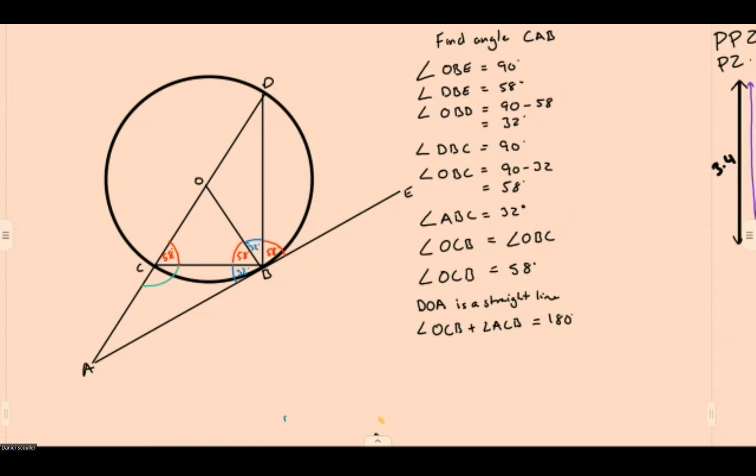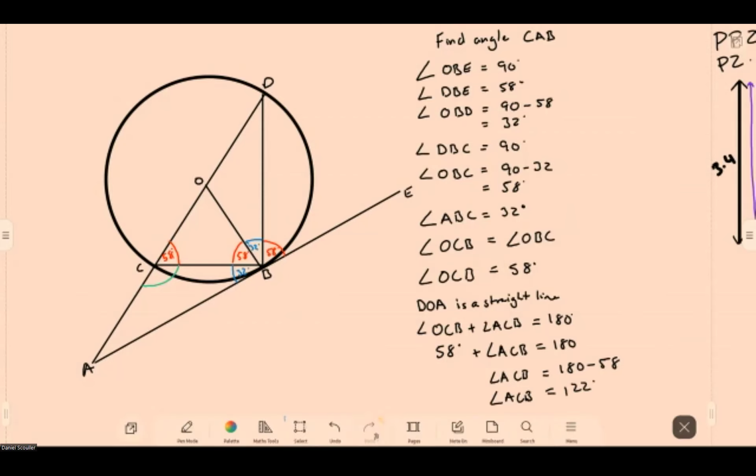OCB, we've just found out, is 58 degrees, plus angle ACB will equal 180, or angle ACB, move that around. If I move the 58 to the other side, that's 122. Okay, non-calculator, remember.